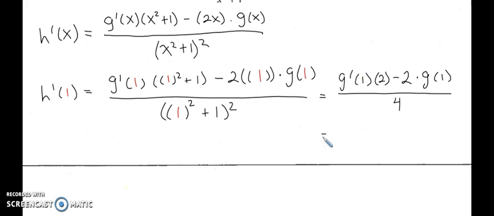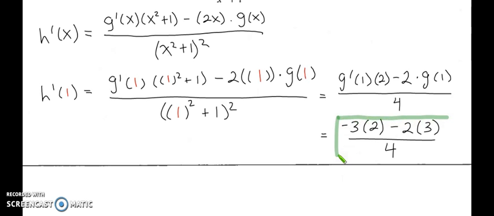So we can go ahead and change these values. G prime of 1, we got -3 times 2 minus 2 times g of 1, which we said was 3, over 4. And remember, we can actually leave our answer like this. If this is the AP test, I would strongly recommend you leave the answer like that. And that's it. Move on to the next problem.